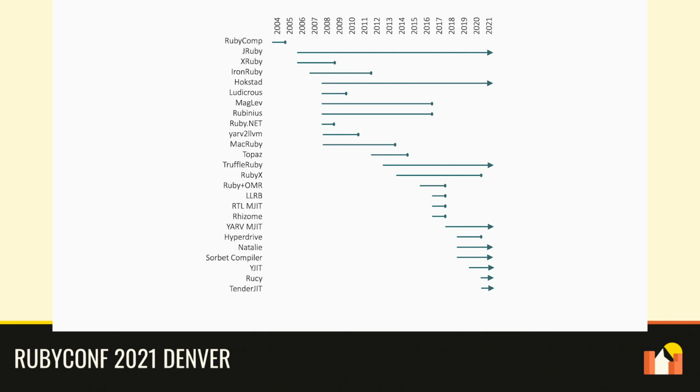This is the timeline of Ruby compilers. It goes all the way from 2004 up to the present day in 2021, with RubyConf being the earliest compiler and 10-digit being the most recent compiler that I could find.